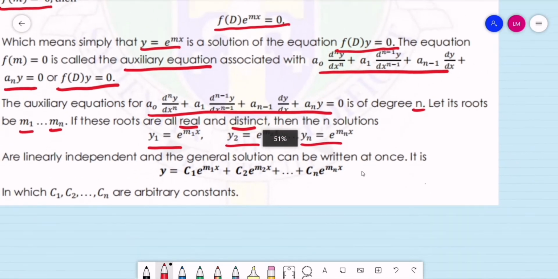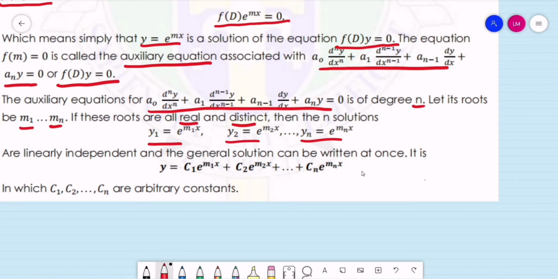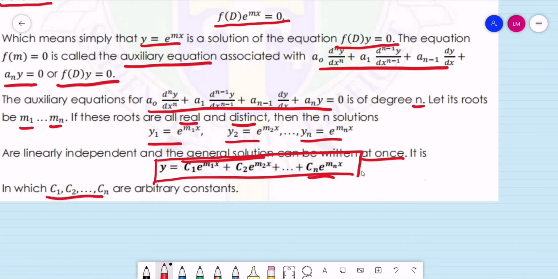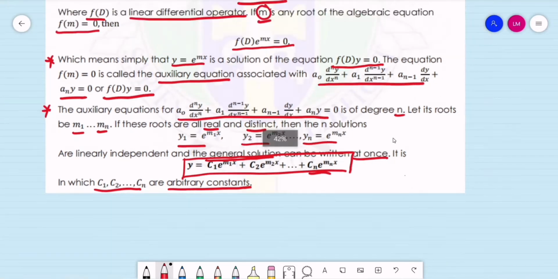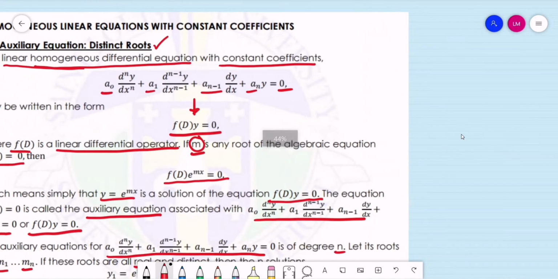Or if these solutions are linearly independent, we can write the general solution at once. So we can have the general solution as y equal to c sub 1 e raised to m1 x for the first root, plus c sub 2 multiplied by e raised to m sub 2 times x, up to the last root, c sub n e raised to mn times x. Wherein the values of c are arbitrary constants. So let's have an example for this case.